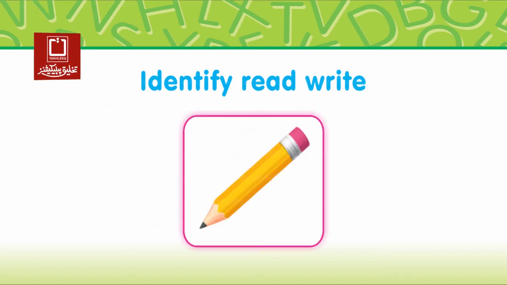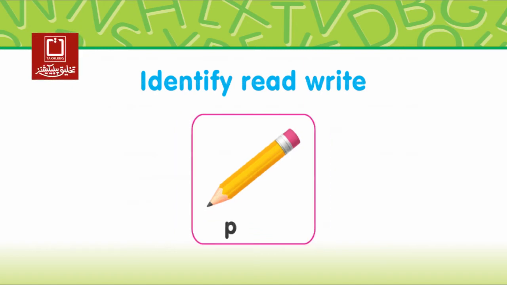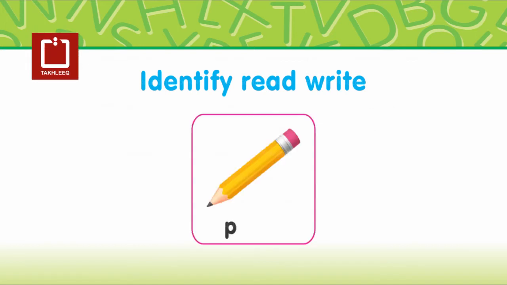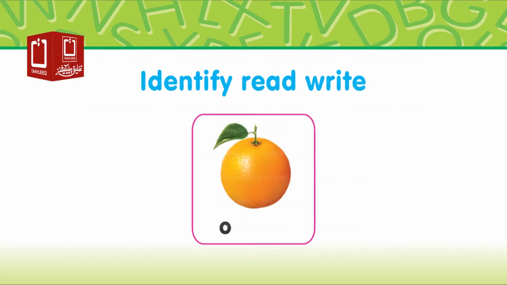We see here the picture of a pencil. Now we say the spellings of pencil. P E N C I L, pencil. So we write P E N C I L, pencil, on lines. We see here the picture of an orange.